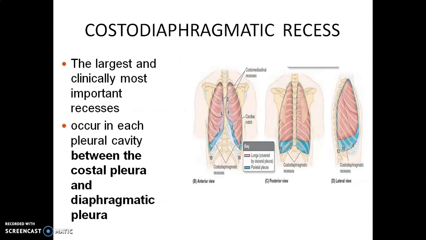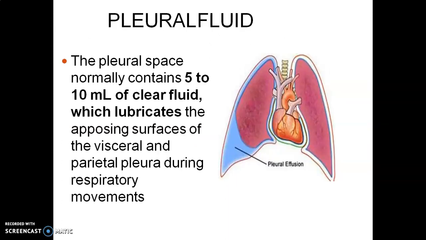Costodiaphragmatic recess. There is a gap between the costal pleura and diaphragmatic pleura; we call it the costodiaphragmatic recess. Coming to pleural fluid, which is 5 to 10 ml of clear fluid that lubricates the opposing surfaces of the visceral and parietal pleura during respiratory movements.